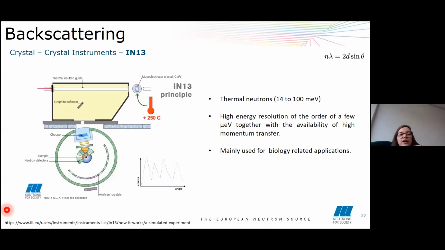So IN13 is mainly used in biology since its Q resolution and energy range are very suitable for dynamic phenomena common to proteins or macromolecules in general.